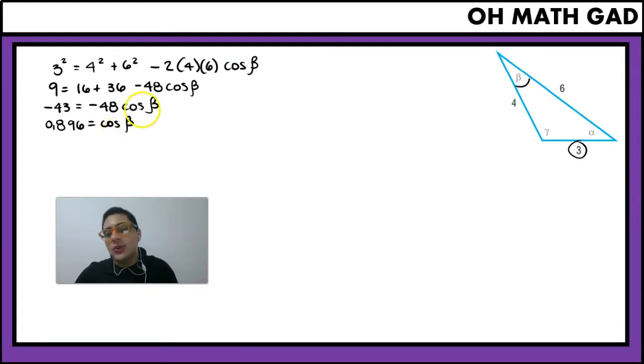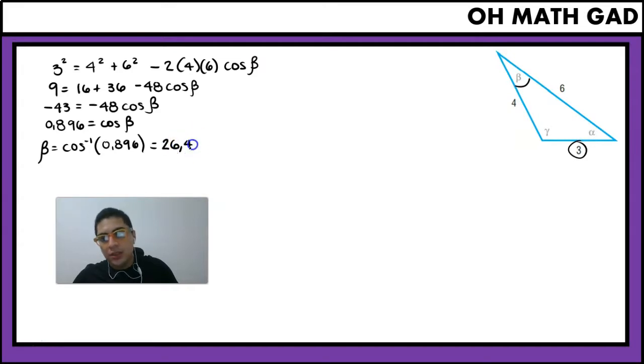But we do not want the cosine, we just want beta alone. So we're going to move this cosine as cosine inverse to the other side. And then we are going to be able to use our calculator to find that value. And it results that the value is going to be 26.4 degrees, right? So the value for B or beta is going to be 26.4 degrees.